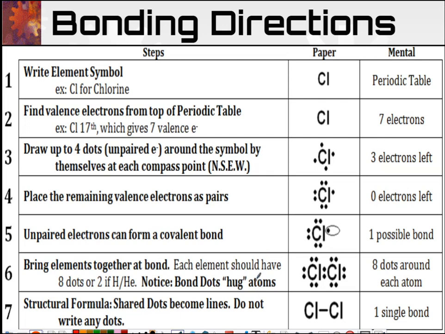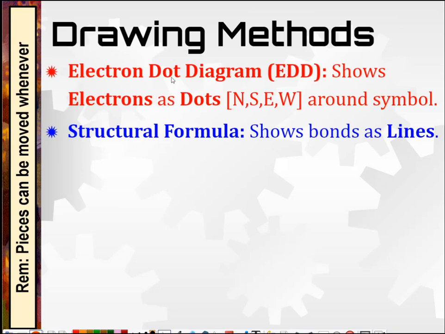And if we then do structural formulas, the shared dots become lines. You don't need to write any dots, at least not in this class. Your college professor may have you write dots. I have seen a couple professors decide that's what they want to do now. Well, do whatever your college professor says. Never argue with them about what your high school teacher said. That is a losing battle. They control your grades. If I controlled your grades, I would allow you to argue, but I do not, when you're in college. So we've got our 2 drawing methods, electron dot and structural, and we can move these pieces whenever.